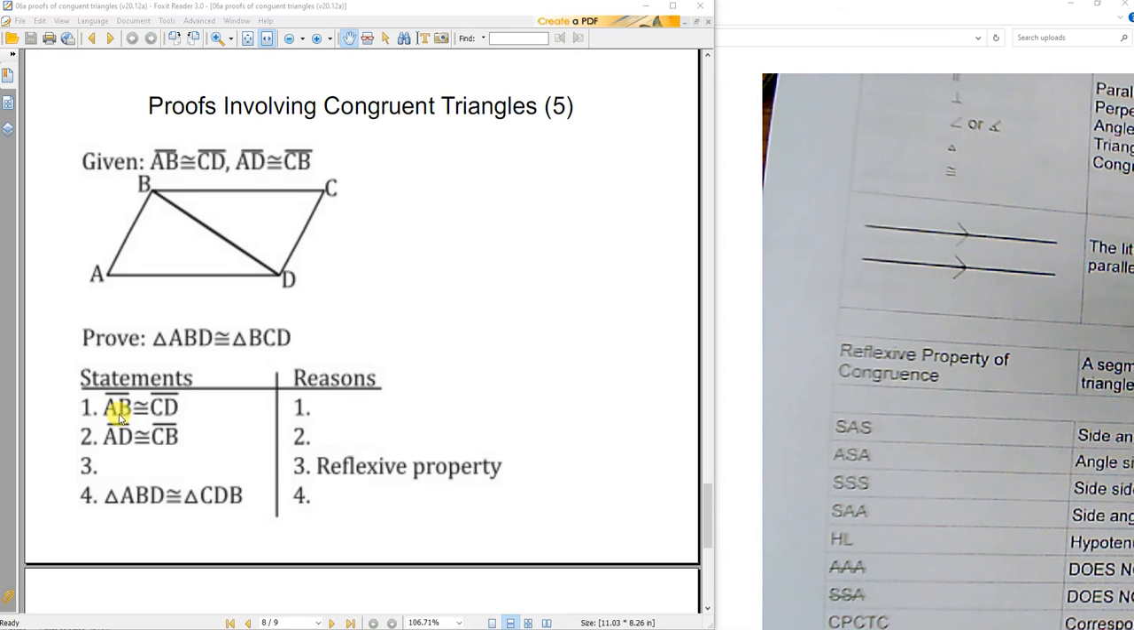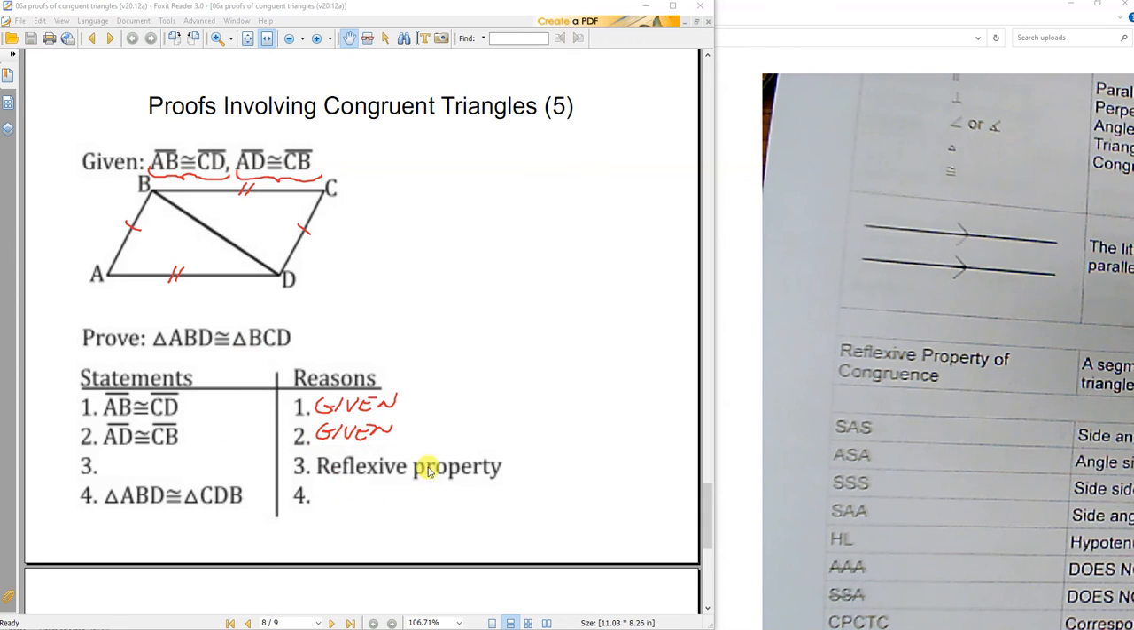All right, AB is congruent to CD. How do I know that? Given. AD is congruent to CB. Excuse me, AD is congruent to CB. AD, this guy is congruent to this guy. How do I know? Given.